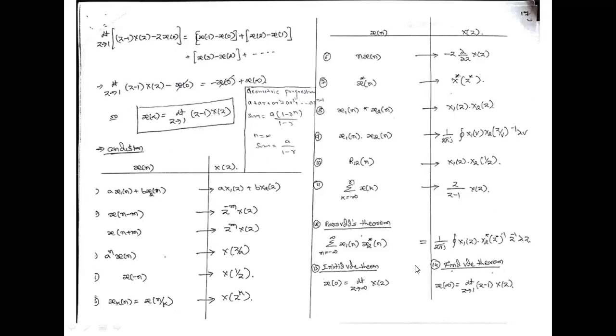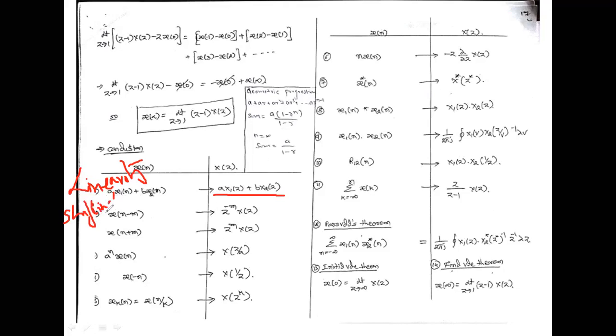And this is the conclusion of all the properties we have. The first one is the linearity property. So the linearity property says that a1 x1 of n, instead of a2 they are taking b here, a x1 of n plus b x2 of n gives a x1 of z plus b x2 of z. And the second property is the shifting property.